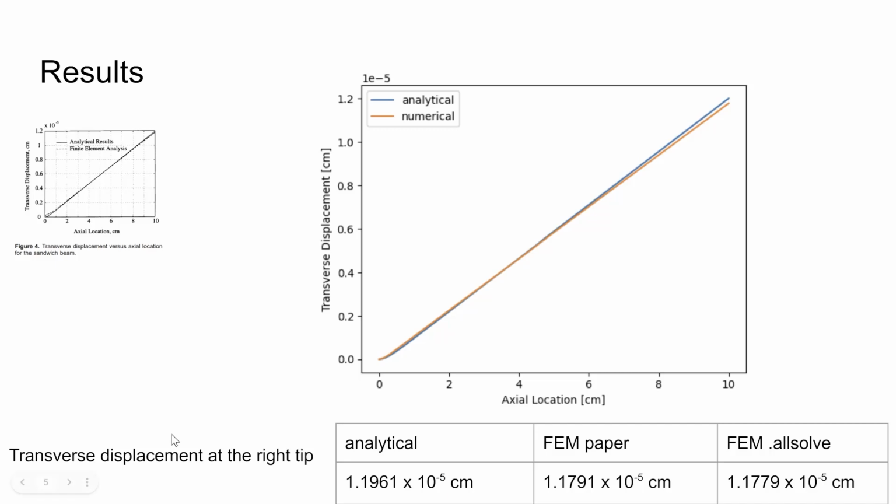Also, if we compare the values at the right tip, for the analytical solution we get 1.196 times 10 to the power minus 5 centimeters. In the paper they get for the finite element modeling 1.179 times 10 to the power minus 5 centimeters, and for AllSolve we get, depending on the mesh, roughly 1.178 times 10 to the power of minus 5 centimeters. So they're in good agreement.